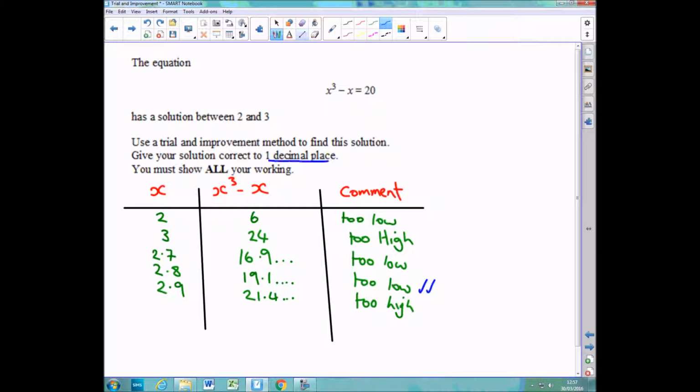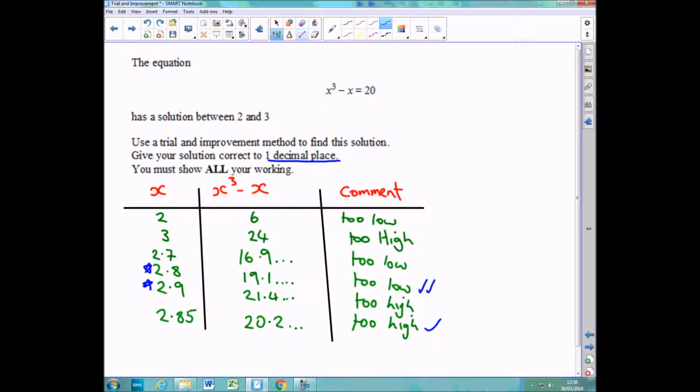Okay, so my question was asking for 1 decimal place, so my answer is either 2.8 or 2.9. You might have already spotted that my solution is closest to 2.8, so my answer will probably be 2.8. But if you remember, 1 more method mark will be given for my deciding trial, which is going to be 2.85, halfway between 2.8 and 2.9. Okay, so putting that into my calculator, I get the answer of 20.2 something, which again is too high. So if you put that value in, you have got 3 marks.